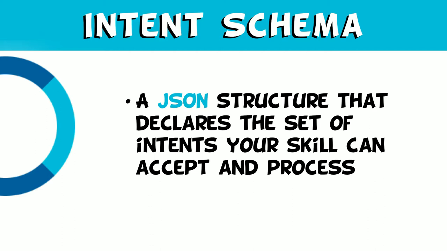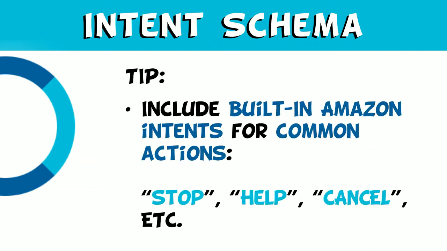So creating an intent schema, this JSON structure, is the ultimate goal of configuring the interaction model. This JSON structure is what actually declares the set of intents your skill can accept and process. So this isn't magic, it's just JSON. It's best practice to include Amazon's built-in intents for common actions such as stop, help, and cancel. And you'll see these included in example blueprints, like on Alexa's GitHub. But they're also automatically included if you use the beta interaction model.